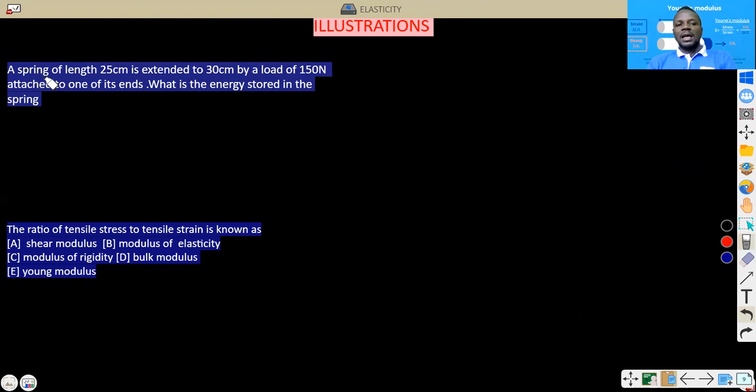The first question: we have a spring of length 25 centimeter extended to 30 centimeter by a load of 150 attached to one end. What is the energy stored in it? As we have studied, we know the formula for energy stored in a wire. But this is a spring now, my dear student, not a wire. It is a question that we have to solve.